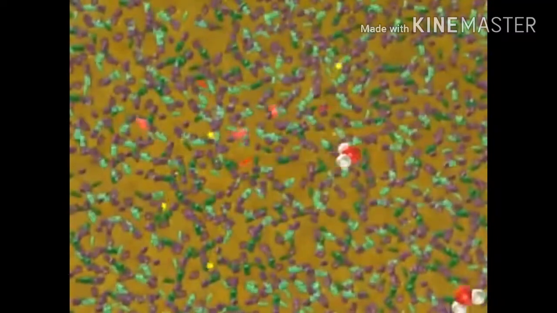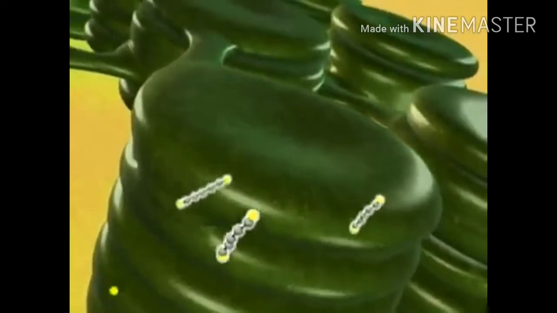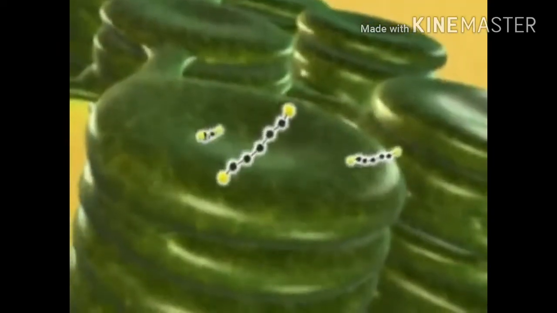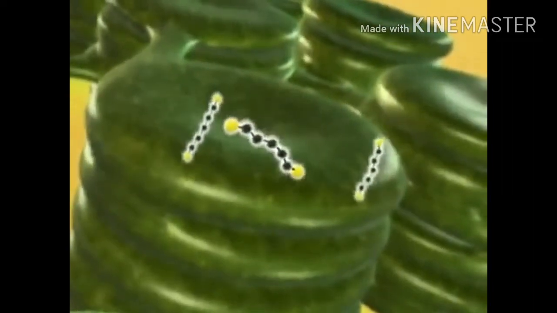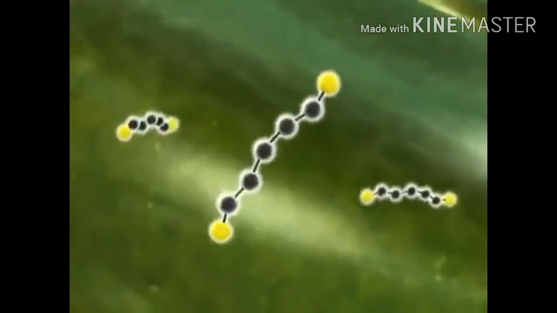The light reactions in the thylakoid have produced two energy products, ATP and NADPH, that will now power the production of sugar in the Calvin cycle. The Calvin cycle takes place outside the thylakoids in the stroma, the thick fluid of the chloroplast.